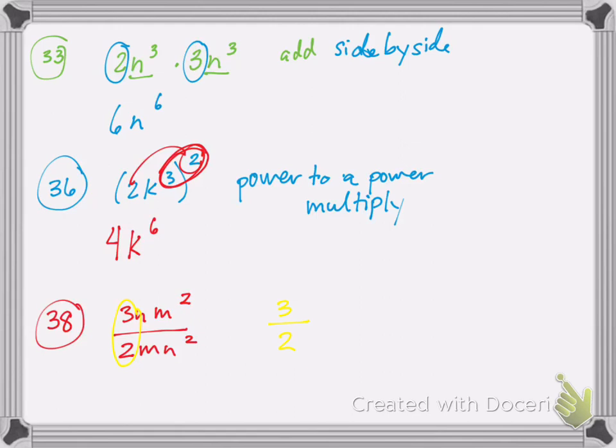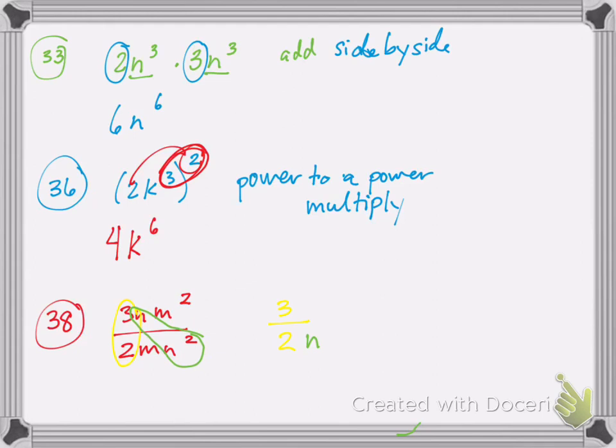The next thing are the n's. So I have an n over an n squared. Which exponent is bigger, the top or the bottom? The bottom. So it's going to stay on the bottom, and I'm going to subtract. So 2 minus 1 just gives me what? 1. So I'm going to leave n on the bottom, n to the first power, or just n. But it always stays where it's biggest.